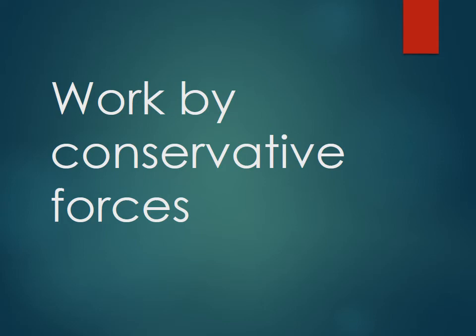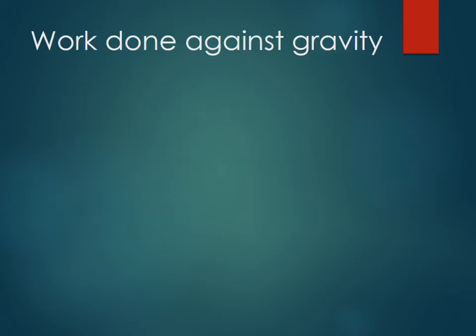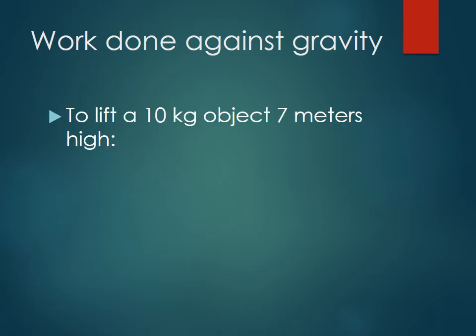Work by conservative forces. So the first example of this is work done against gravity. In order to lift a 10 kilogram object 7 meters high, work equals a change in energy. In this case, it's going to be the addition of the potential energy due to gravity, so mgh, which you could also write as the force times the distance you acted against that force. In this case, they're in the same direction, so I don't have to worry about that angle. So it's just Fg times h.